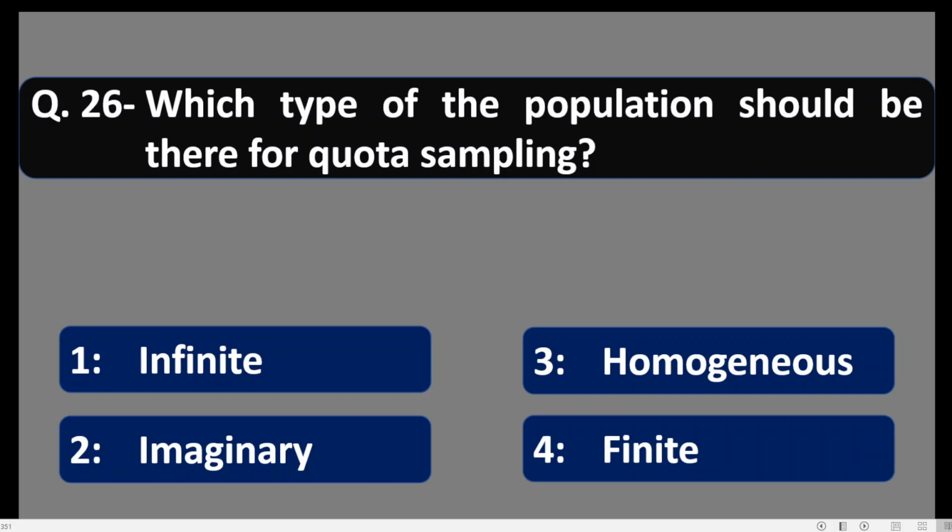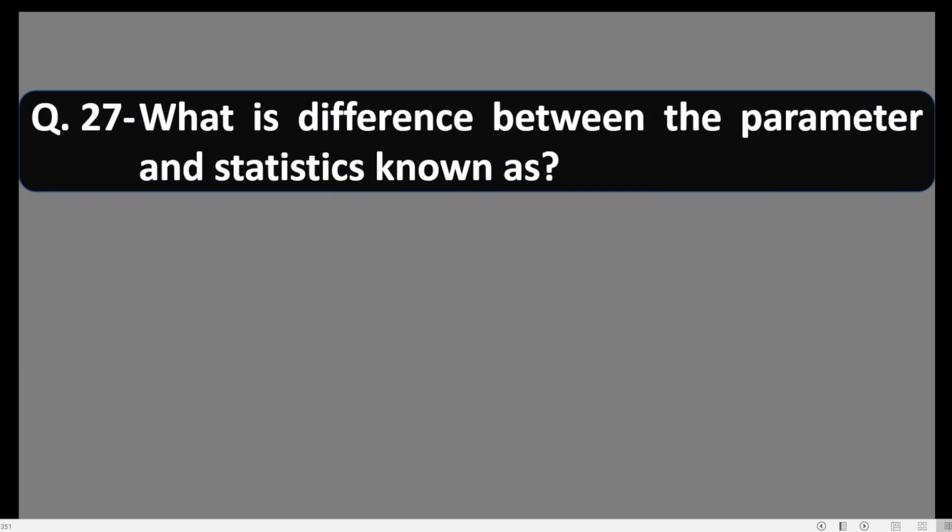Friends, the quota sampling method is to be applied. So it is essential that all the units of the population can be recognized, and this may happen only in a finite population. On the basis of the options, we can say that only if there is a finite population can we apply quota sampling. So option number 4 is correct. Question number 27.